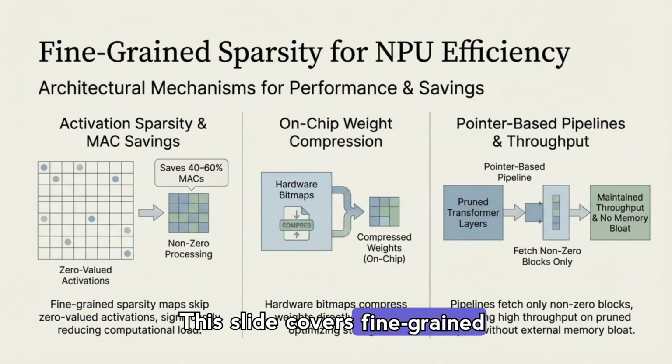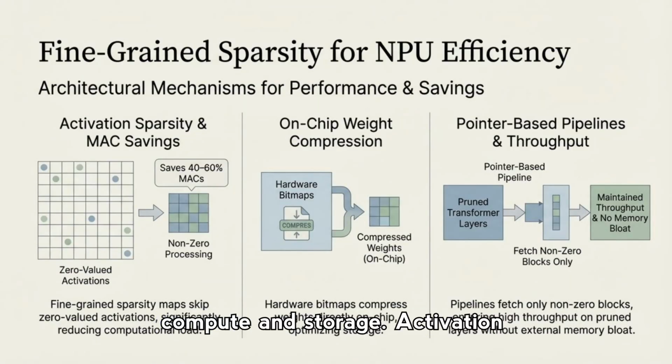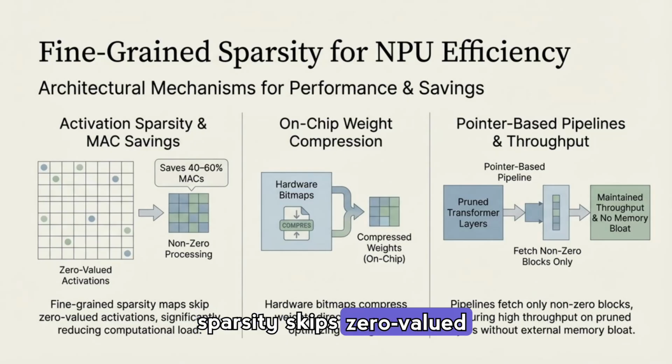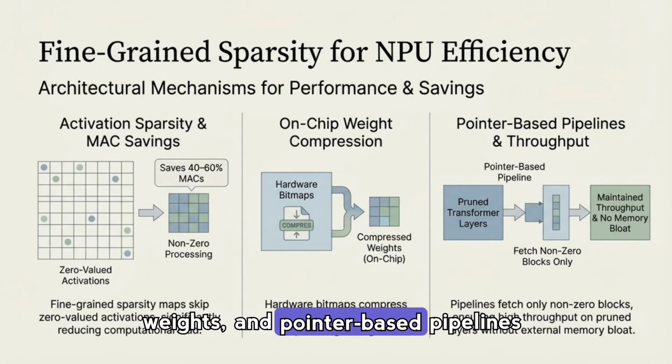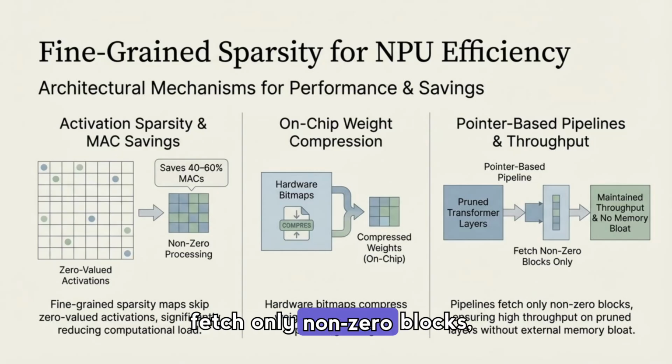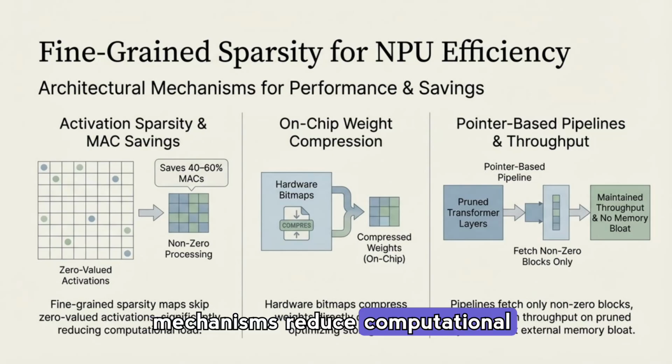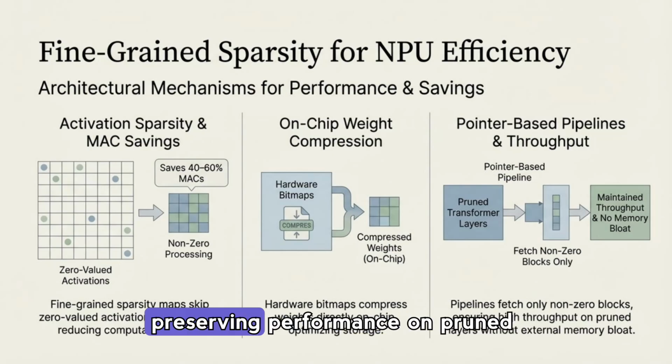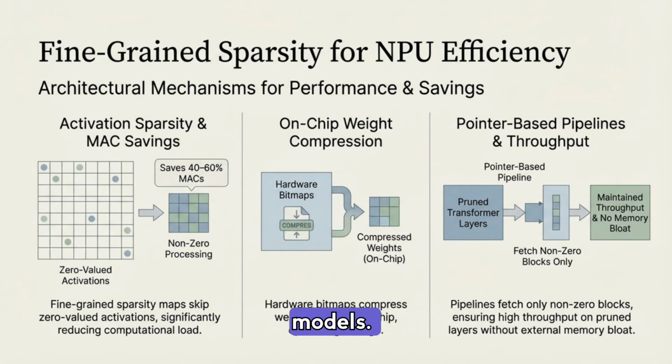This slide covers fine-grained sparsity techniques that save compute and storage. Activation sparsity skips zero-valued activations to reduce MACs. Hardware bitmaps compress on-chip weights, and pointer-based pipelines fetch only non-zero blocks, maintaining throughput without memory bloat. Together, these mechanisms reduce computational load and storage cost while preserving performance on pruned models.